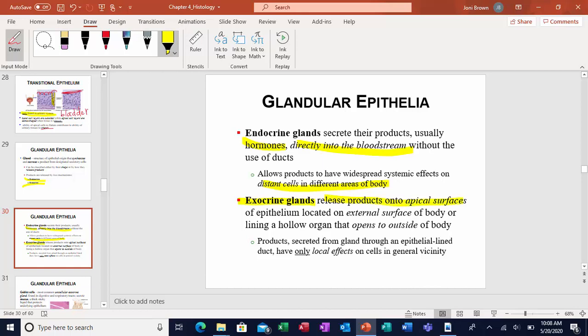Exocrine release their products onto the apical surface of the epithelial tissue, and it can either be on the external surface of the body, or, if it's a lining of an organ, it can go into that organ. The products, if it's exocrine, are going to go through a duct or a tube that is epithelial. And it's only going to affect that area where that secretion occurs.